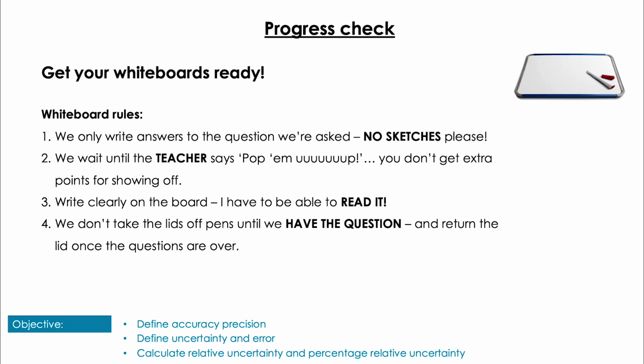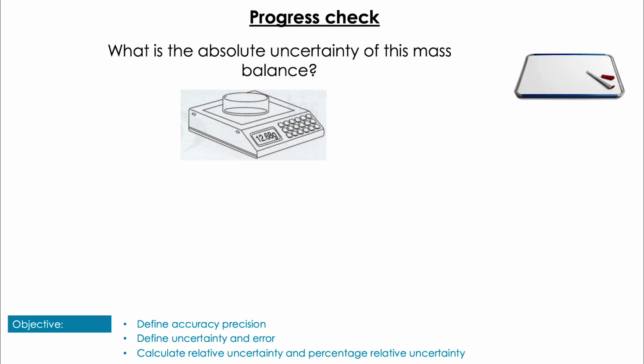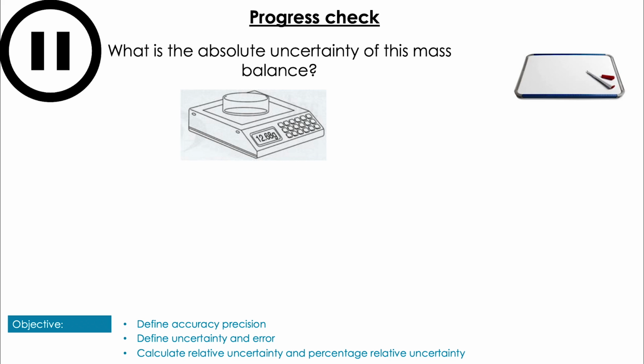Okay, time to do some questions before we look at experimental error. So, what would the absolute uncertainty of this mass balance be? Pause the video to give yourself a moment for that.